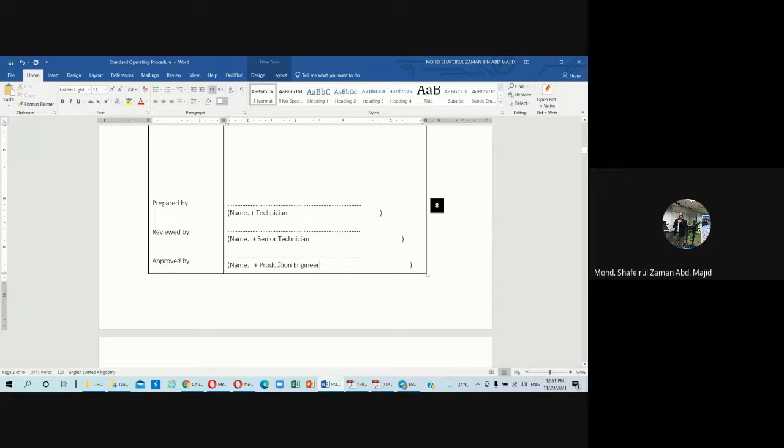Right, production engineer. So this is how you're supposed to write it, okay? Your name followed by the designation of your role in the company. So if it is being prepared by you, you need to write your name and your designation. If it is reviewed by somebody else, then you need to also mention the name and the role of him or her in the company, and the same goes for the approved by, okay? So do not forget to include this information when you are preparing the content. Okay, right.